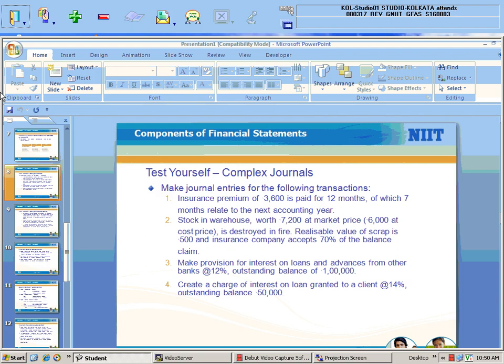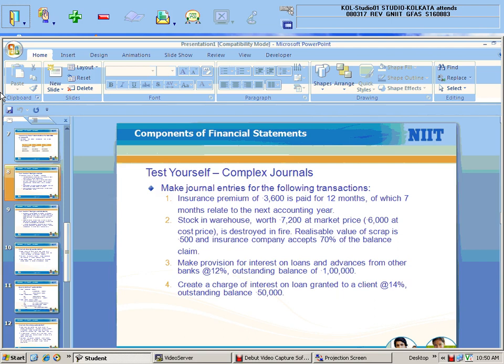Example number 2. Stock in warehouse worth 7,200 at market price, 6,000 at cost price, is destroyed in fire. Irrecoverable value of scrap is 500 and insurance company accepts 70% of the balance claim. So what will be the journal entry?